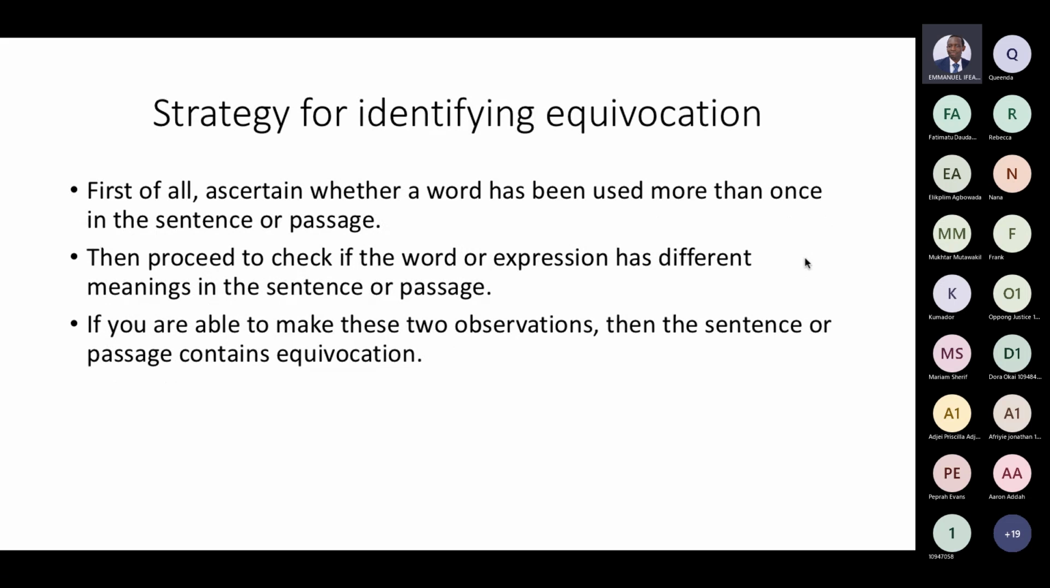Strategy for identifying equivocation. Now, it's good to learn to identify equivocation in a passage. So what's the strategy? First of all, ascertain whether a word has been used more than once in the sentence or passage. Then, if you find that a word has been used more than once, you proceed to check if the word or expression has different meanings in the sentence or passage. See if it has different meanings. If you're able to make these two observations, then the sentence or the passage contains equivocation.